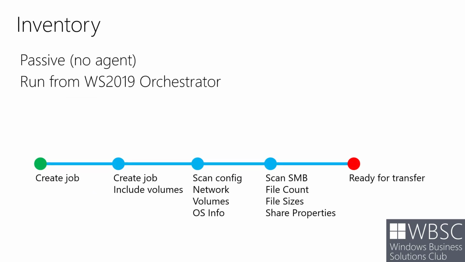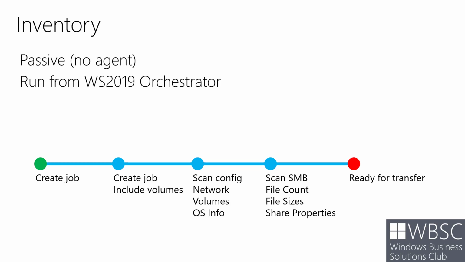So the inventory, the first important step in Storage Migration Service, is absolutely passive. We don't need any agent on the source server. And the inventory runs from the Windows Server 2019 orchestrator. The orchestrator is a component we install on Windows Server 2019, and this is the part that is responsible for doing the inventory.